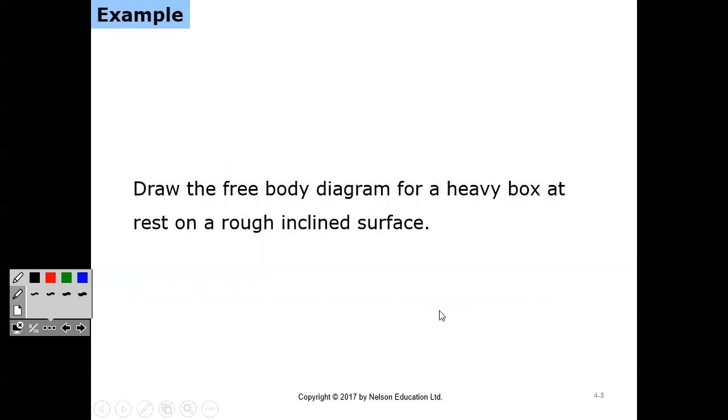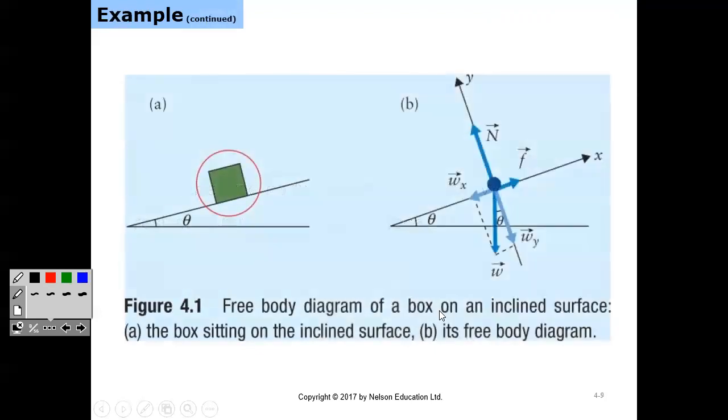So let's do an example question. Draw the free body diagram for a heavy box at rest on a rough inclined surface. It is already drawn in the next slide. So let's take, this is the incline, and here you have a box resting on the surface. So we are asked to draw the free body diagram.